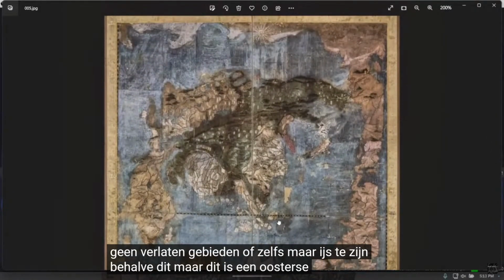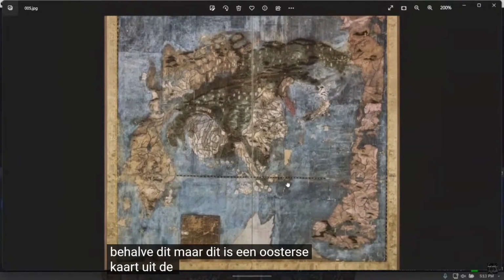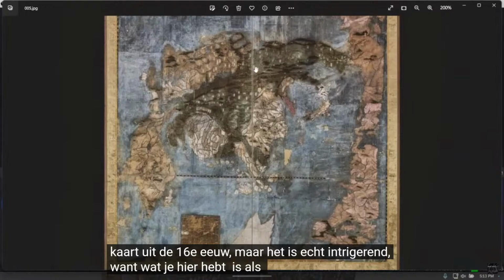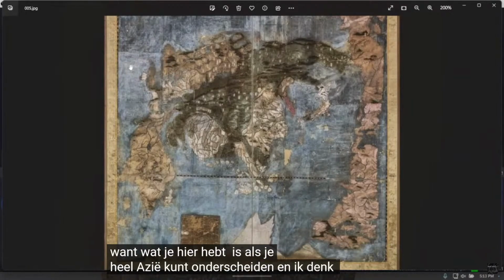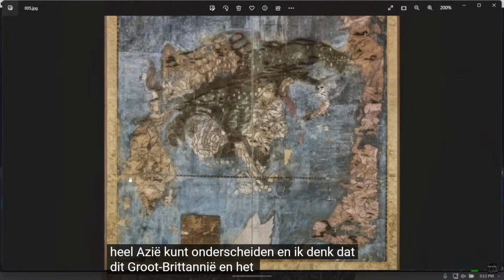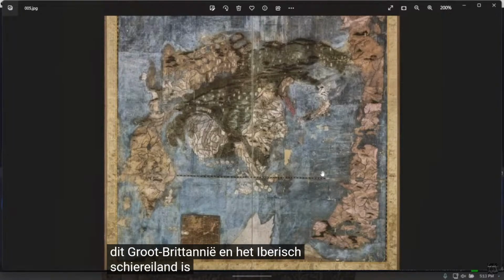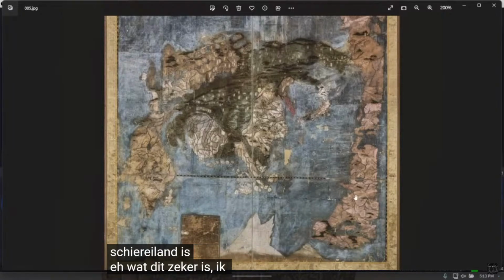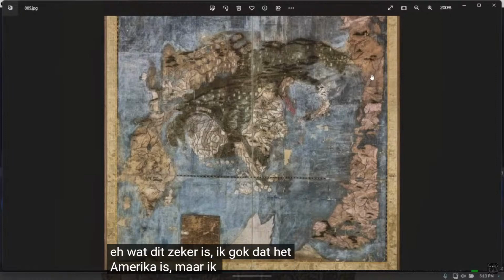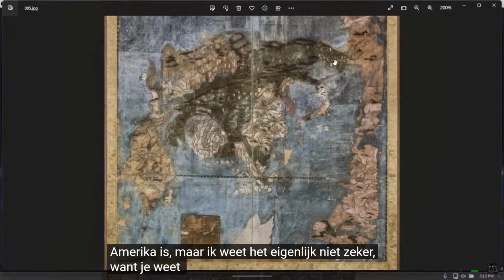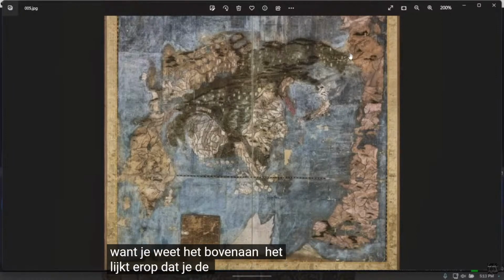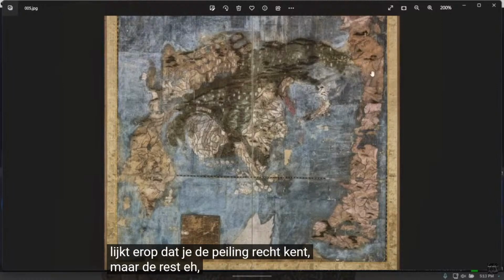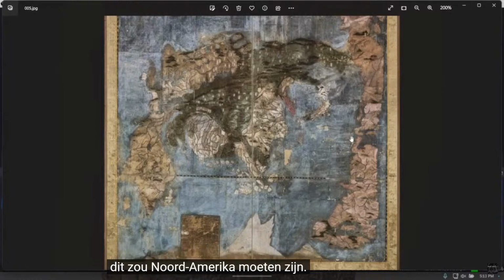But this is an Oriental 1500s map. It's really intriguing because what you've got here, if you can make out the whole of Asia, and I guess in this is Great Britain and the Iberian Peninsula. What this is here, I'm guessing, is the Americas, but I'm not actually sure, because at the top bit it looks like the Bering Straits, but the rest of it is supposed to be North America. I'm guessing this is Central America, and I'm guessing this is South.